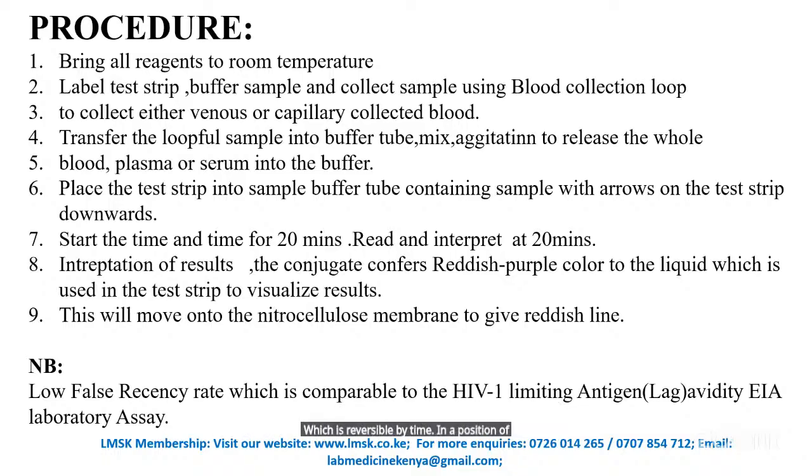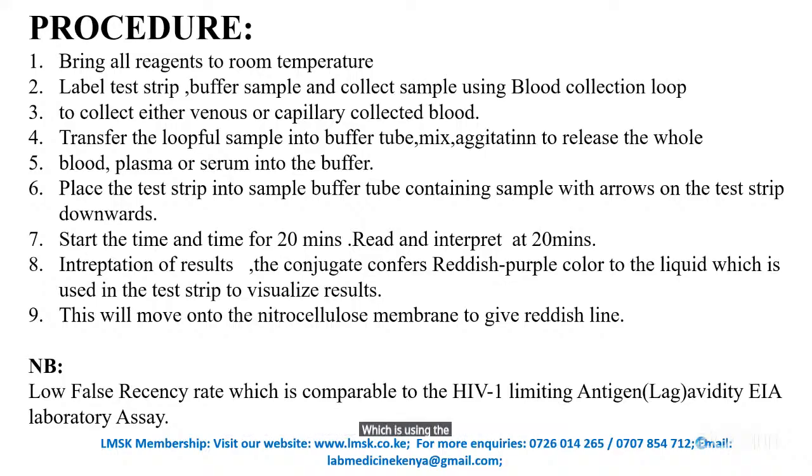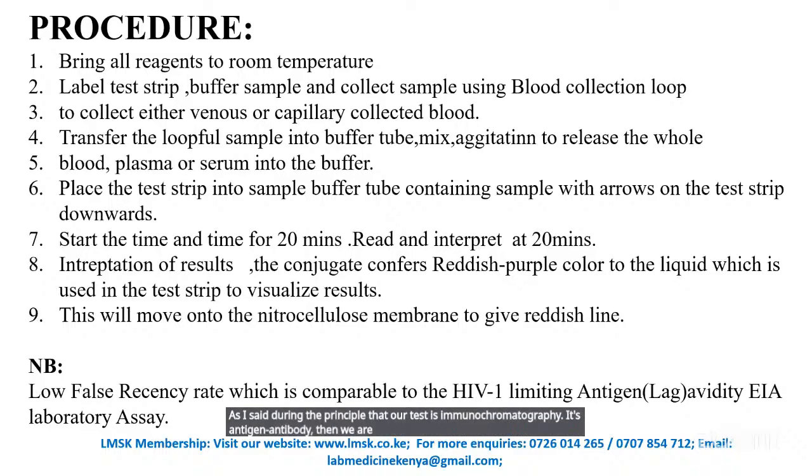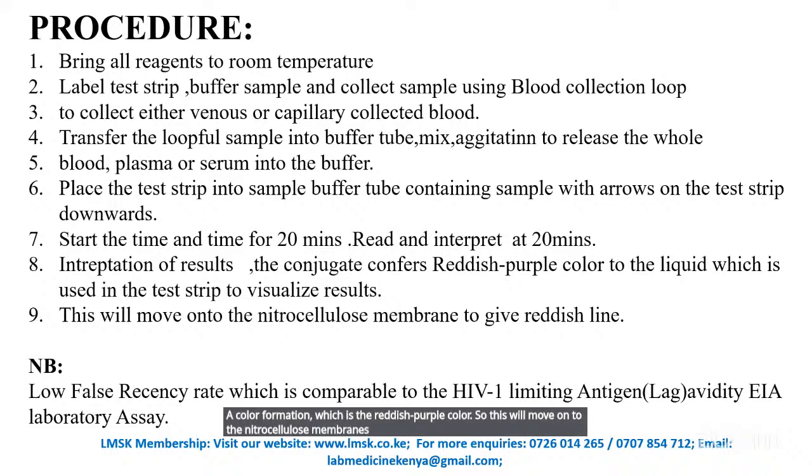Interpretation of results: the conjugate confers reddish purple color to the liquid, which is used in the test strip to visualize results. As I said during the principle, our test is immunochromatography. It's antigen-antibody, then we are going to see a color formation, which is the reddish purple color. So this will move onto the nitrocellulose membrane to give reddish color.